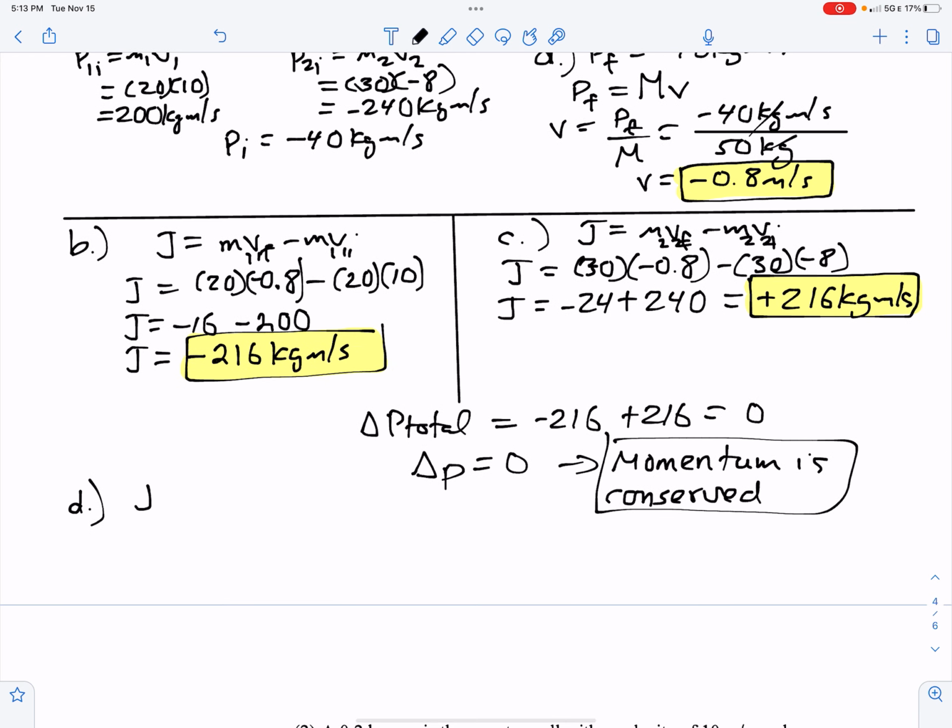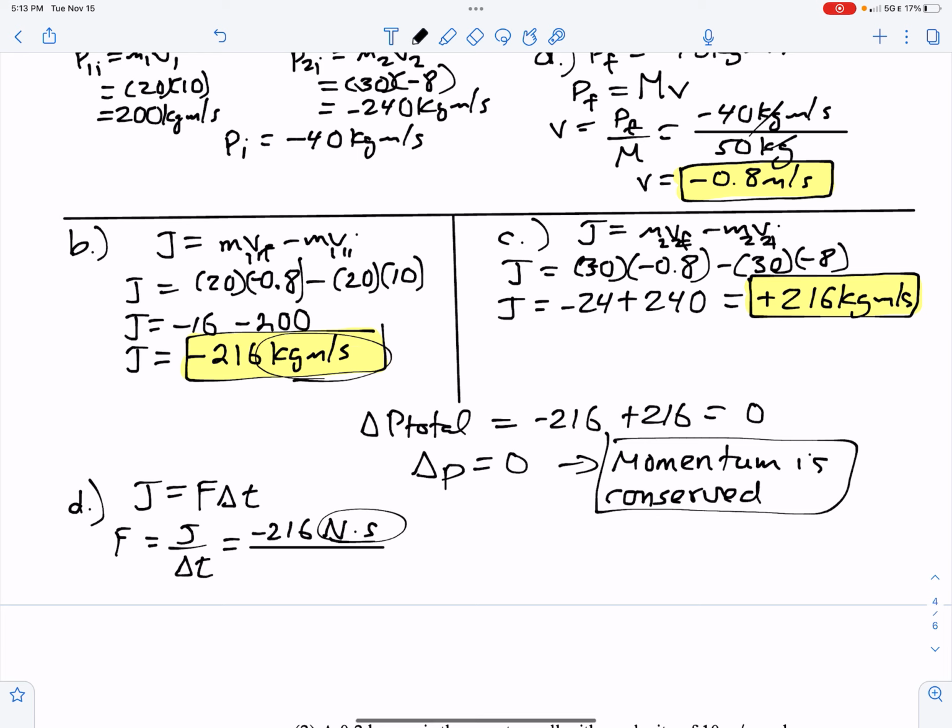Well, impulse also equals force times delta t. So solve for the force, and it's the impulse divided by the change in time. The impulse on the 20 kilogram cart was negative 216. This time I'm going to write the unit as Newton seconds. You'll see why in a minute. Remember, Newton second or kilogram meters per second.